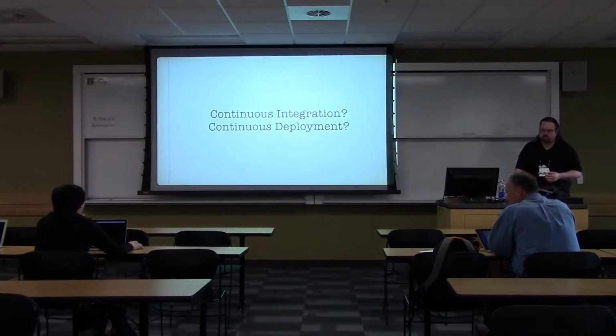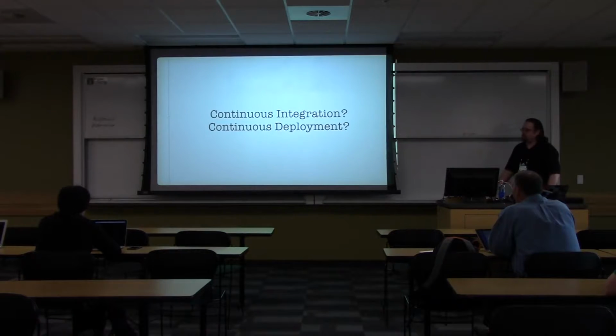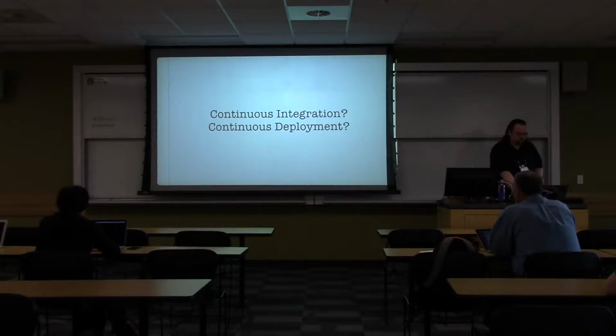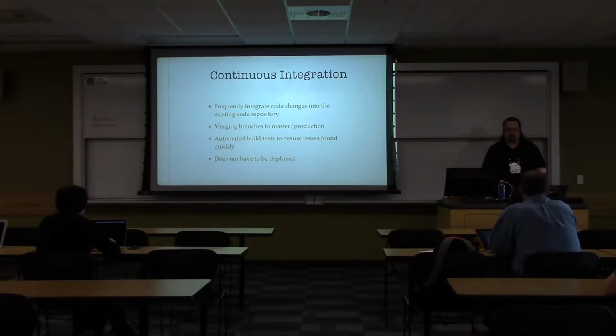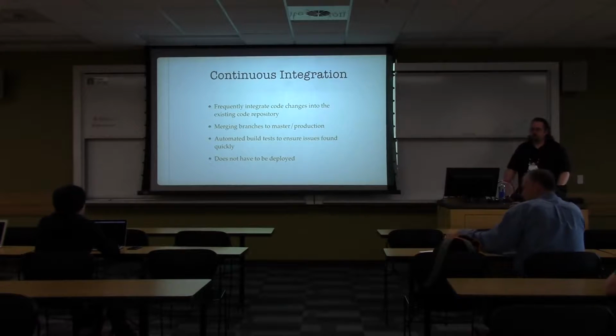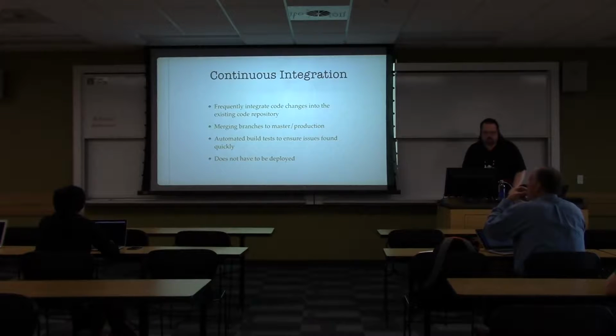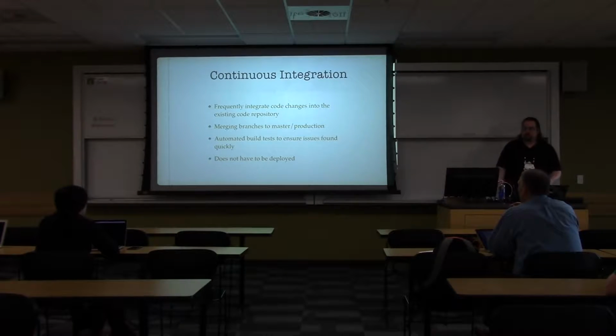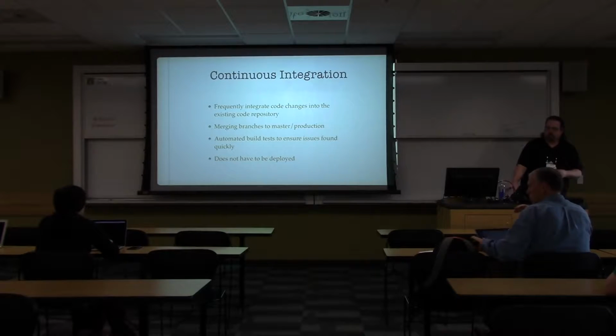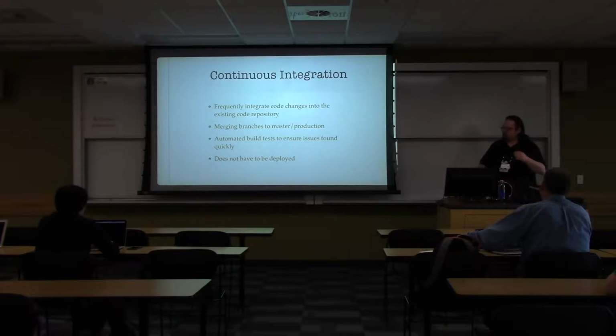The first thing is to figure out what continuous integration and continuous deployment are. Continuous integration is the process of frequently integrating code changes into your existing code repository. It's merging branches to master or production, merging your changes into trunk if you're using Subversion, and automating your build tests to ensure that any issues are found quickly. If you're making changes and testing your code, you're able to find problems in that application quicker. This also doesn't mean that the code you're continuously integrating has to be deployed. You're just merging branches.